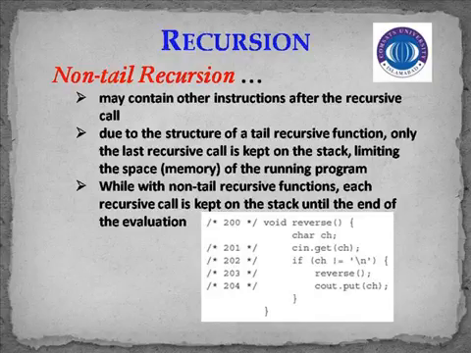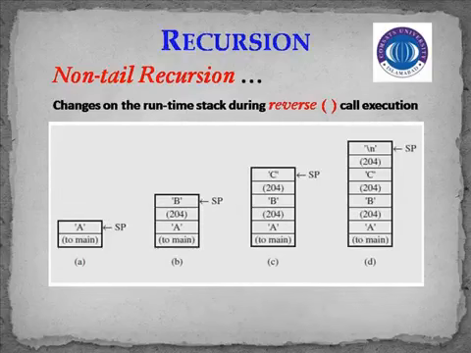Non-tail recursion may contain other instructions after the recursive call. Dear listeners, due to the structure of a tail recursive function, only the last recursive call is kept on the stack, limiting the space of the running program, while with non-tail recursive functions, each recursive call is kept on the stack until the end of the evaluation. This is shown in the reverse recursive call that ends with the cout instruction. Dear viewers, this slide depicts the behavior of non-tail recursion, showing changes on the runtime stack during reverse call execution.